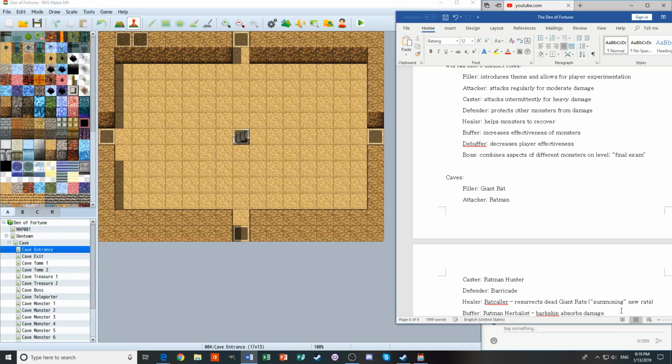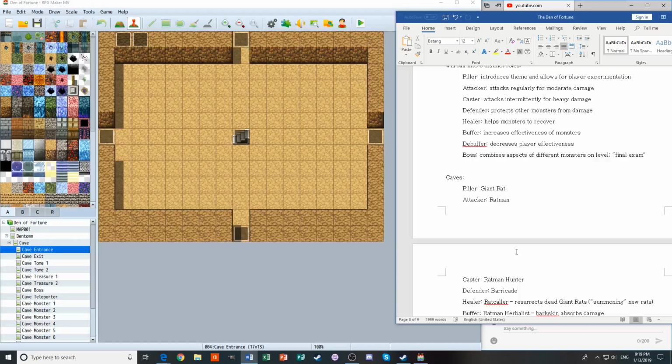But thematically, it'll be calling in new rats to the fight as you kill off the old ones. So that's going to be the healer, so to speak, because it's reviving fallen allies, effectively. And also, this makes the filler a lot more interesting when you get to the more complicated encounters. I think that should tie together nicely.